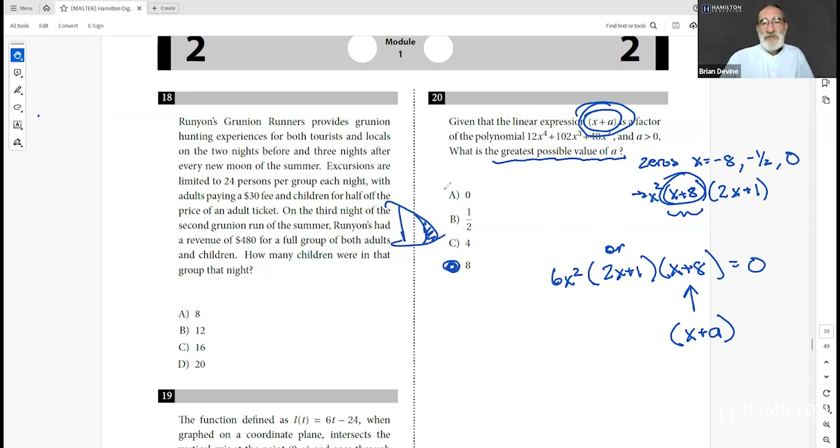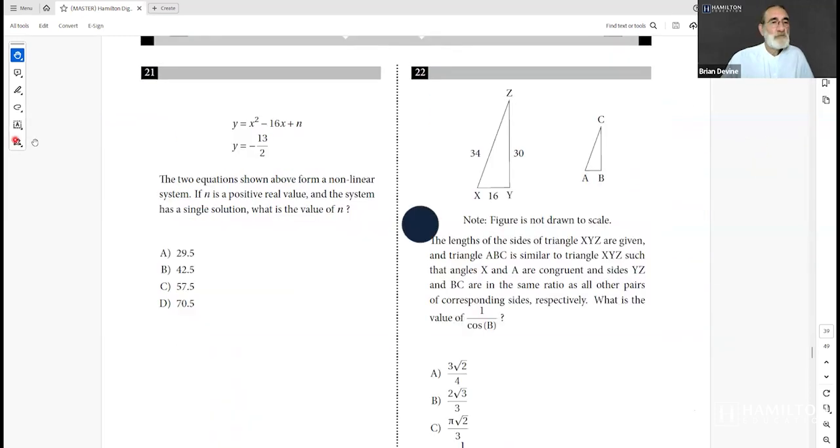Now, I know what a lot of people did is they graphed it and picked the one that was furthest right. But we had to fit this form of x plus A. And we usually write factors as x minus the 0 value that we see from the graph. And x minus -8 is x plus 8.